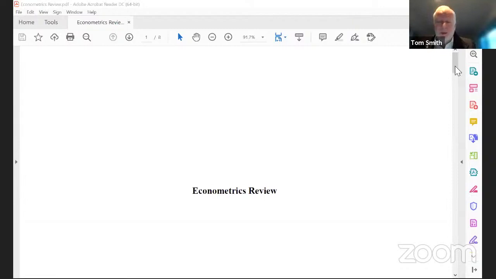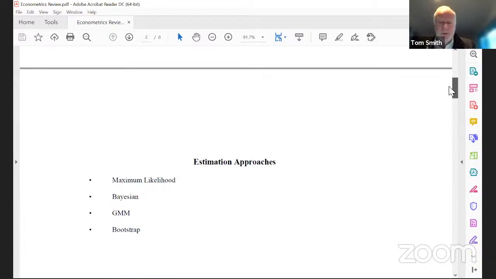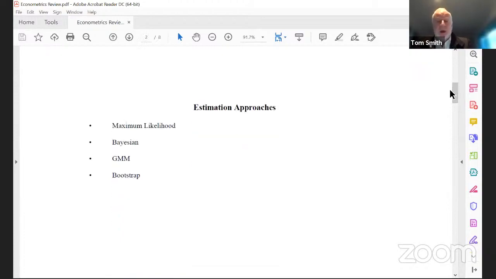So there's four different methods that you can do your econometric analysis, right? And we'll go through these. The first is maximum likelihood, and I think you're very familiar with that, right? Second is Bayesian. Third is GMM, which stands for Generalized Method of Moments. And the fourth is Bootstrap. I'm sure you've heard of all these, but just so we're on the same page, we'll just do a brief overview of all of these.